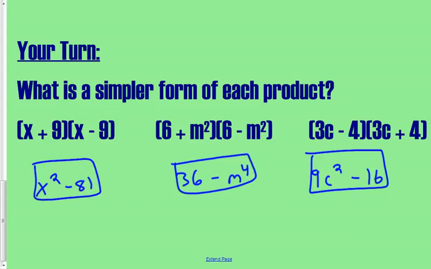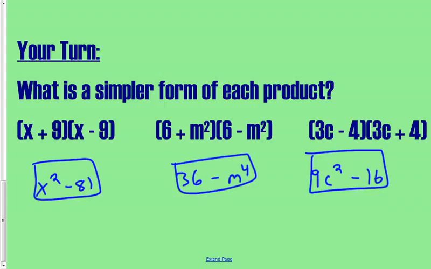All right, so for each of these, they have the a minus b times a plus b format. So you can square the first term, square the second term, and put a minus sign between them. So for the first one, when I square the first term, I got x squared. Square the second term, 9 times 9 is 81. And I put a minus sign between them. So I got x squared minus 81.